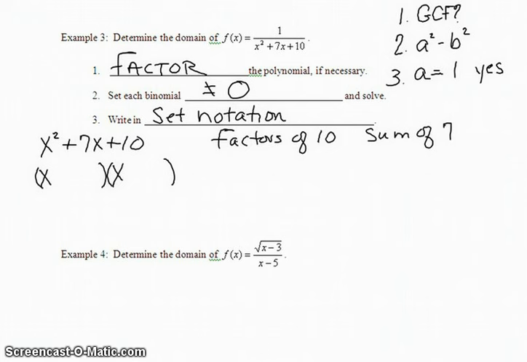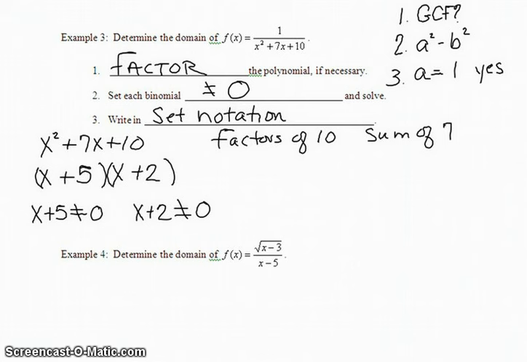So my two factors of 10 that add up to 7. In this case, I'm going to do a plus 5 and a plus 2. Since I'm looking for what's going to cause a 0 in the denominator, I take both those binomials and I say x plus 5 can't be 0, and x plus 2 can't be 0. And now I'm going to solve each of them separately for x.